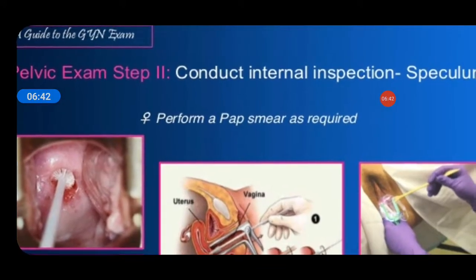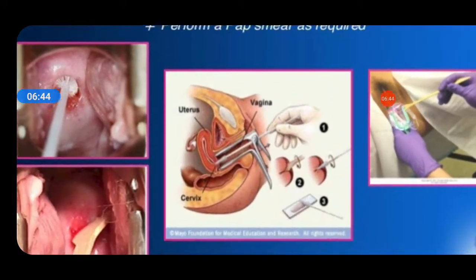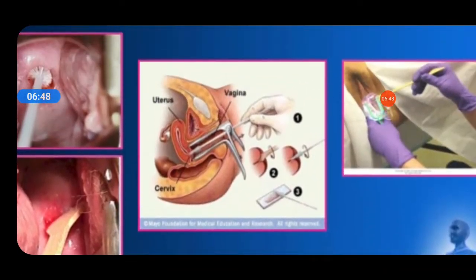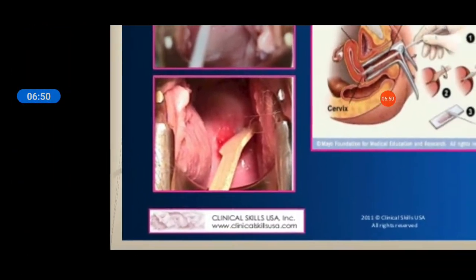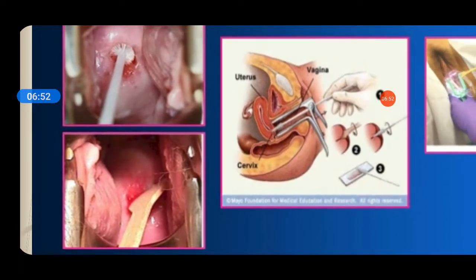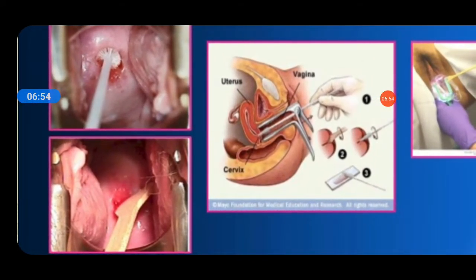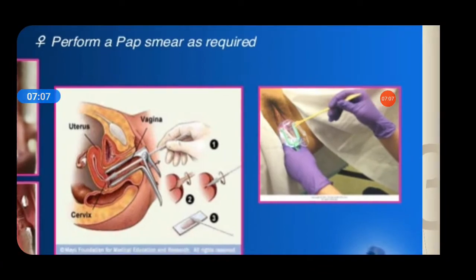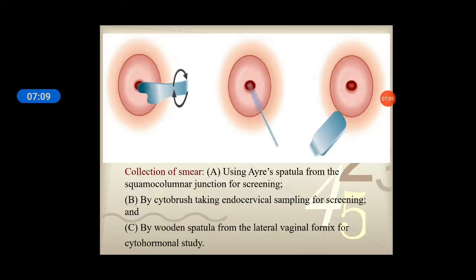See here the method of collection. This is the first step, the introduction of a Cusco speculum. Afterwards, see here, this is the Ayre spatula. With the help of the Ayre spatula, you have to collect the cells from the squamocolumnar junction. You have to rotate it 360 degrees and collect the whole cells from the squamocolumnar junction. And this is the cytobrush, and here you can see the cotton swabs.